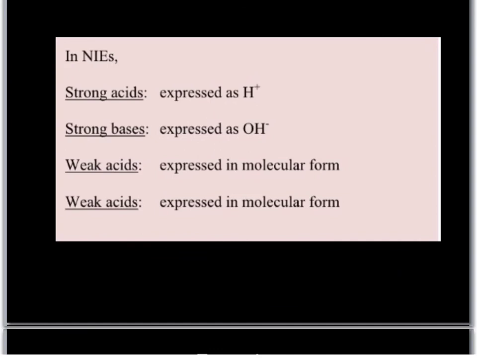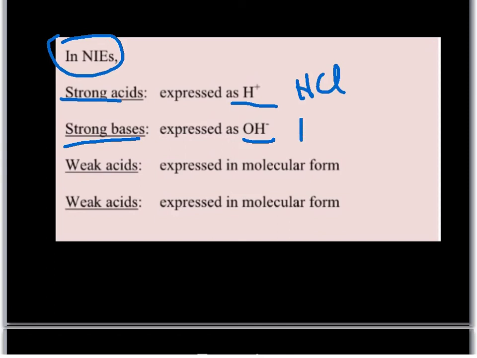So in summary, if we're writing NIEs for these things, strong acids, no matter what they are, show up as the hydrogen ion. Strong bases in the NIE, no matter what they are, show up as OH minus. So you're probably wondering, what's the deal with the HCl then? What's the deal with the NaOH? These will always be spectators, okay?